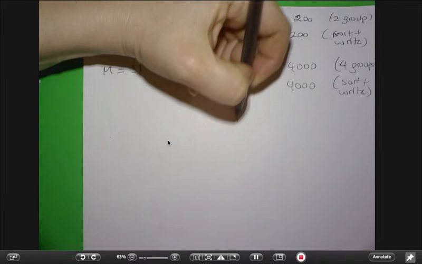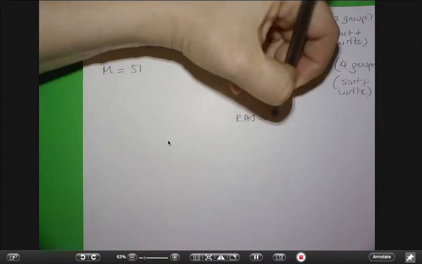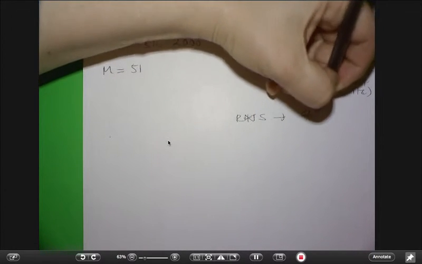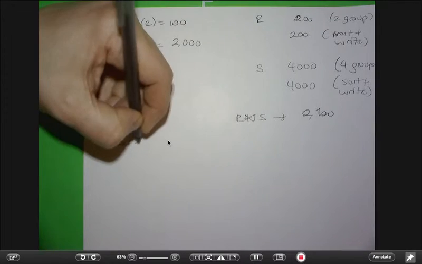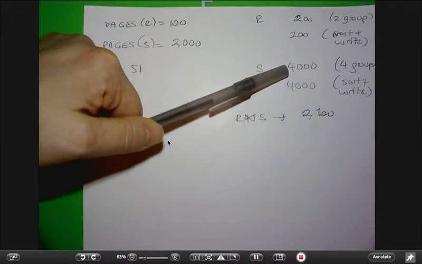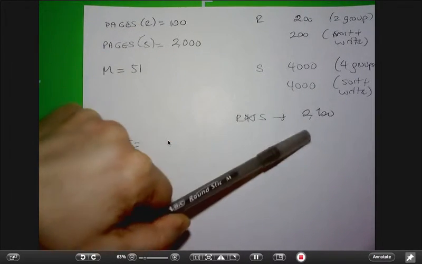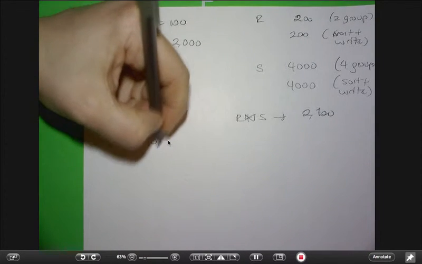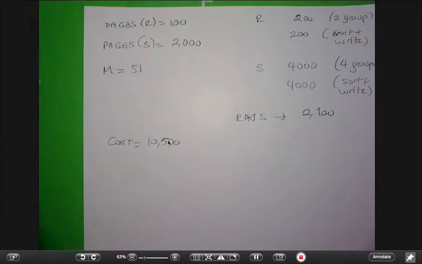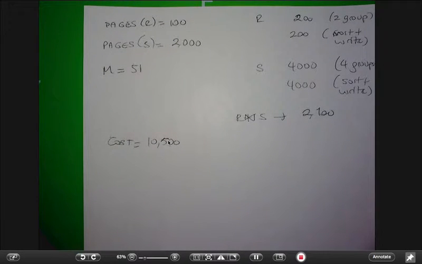Which is 2,100, right? So what is the total cost in this case? So I have 8,000, 10,100, 10,500. Right? Are you with me so far?